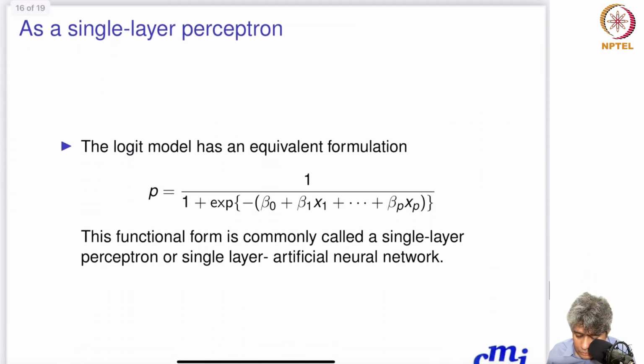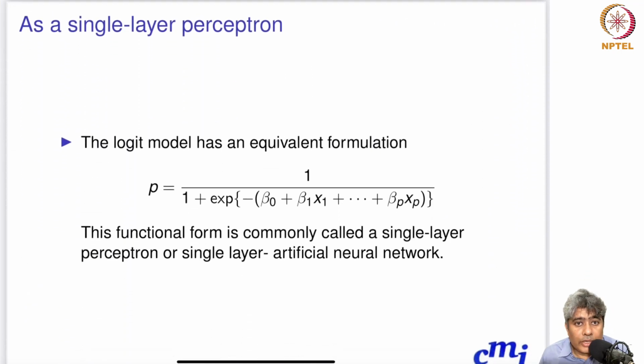Okay, a single layer perceptron. The logit model has an equivalent formulation, which is P equal to 1 over 1 plus e to the power negative of beta naught plus beta 1 x1 plus up to beta p xp. This functional form is commonly called single layer perceptron or single layer artificial neural network. So logistic regression is the brick which is used to develop the neural network or deep neural network.